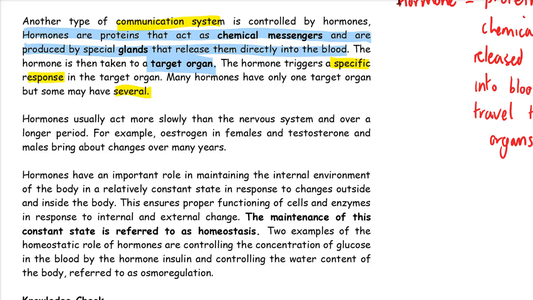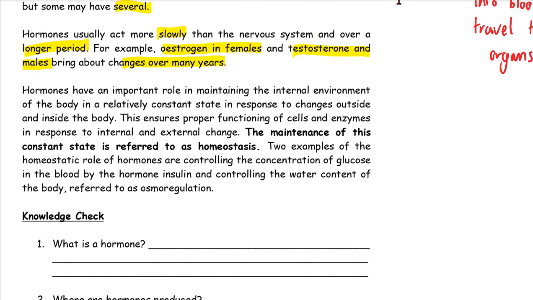Now, getting back to this part, we said that hormones usually act more slowly than the nervous system and over a longer period. For example, estrogen in females and testosterone in males brings about changes over many years. Now, hormones have an important role in maintaining the internal environment of the body in a relatively constant state in response to changes inside or outside the body. So basically, the point of hormones is to try and keep the inside of your body in as constant a state as possible. It ensures proper functioning of cells and enzymes in response to an internal or external change. The maintenance of this constant state is referred to as homeostasis.